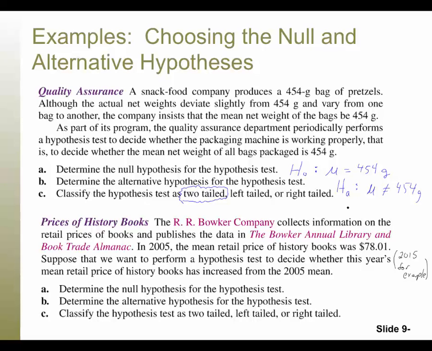How'd we do here? Ashlyn, did you get the null hypothesis? Tell me. Mu. Null hypothesis is that the population mean is 78.01. Okay? Alternative. Did you get it, Miguel? Yeah, it's H sub A.